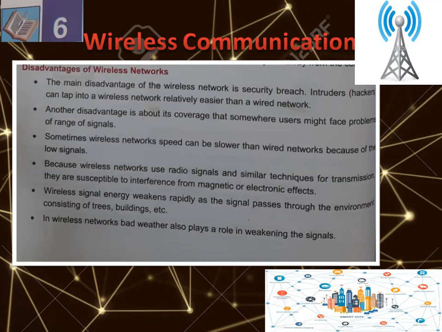The demand for wireless communication is rapidly increasing today. Nowadays, wireless communication is an important area in telecommunication and networking. In this chapter and in this lecture, we discussed wireless communication and its advantages.